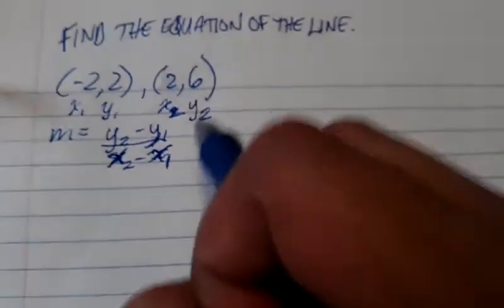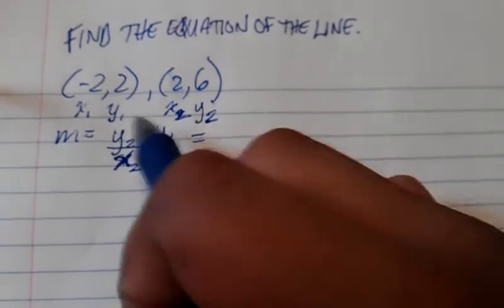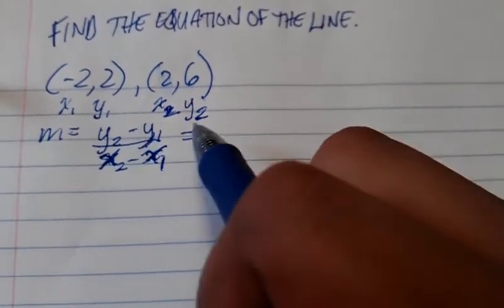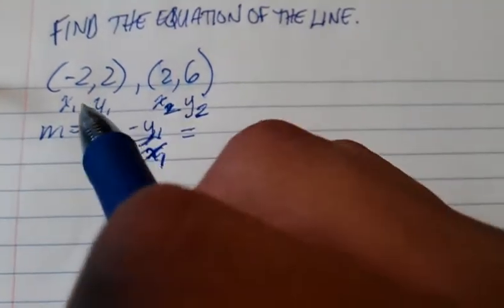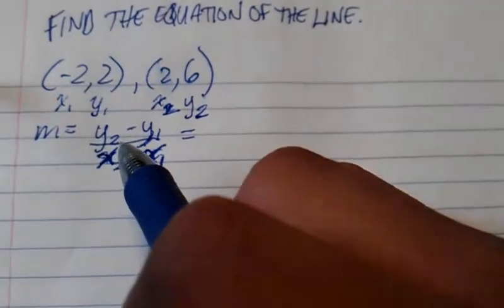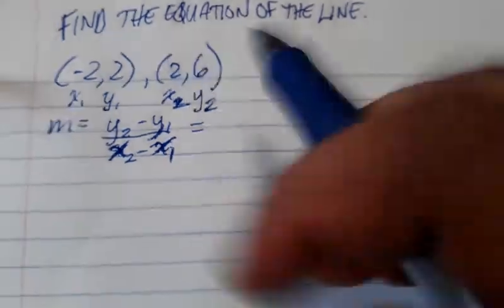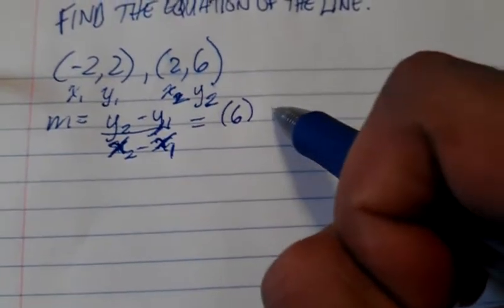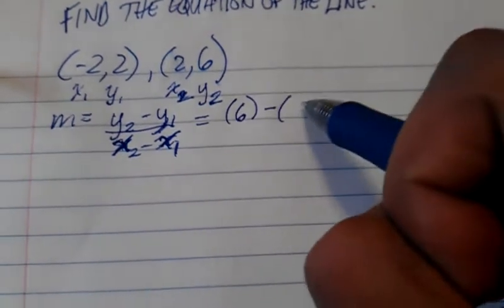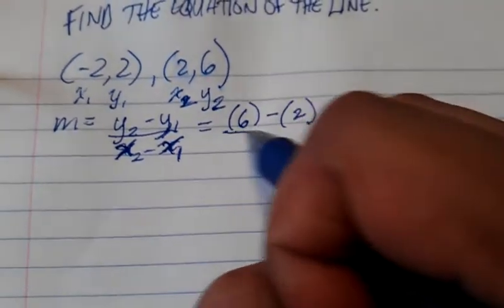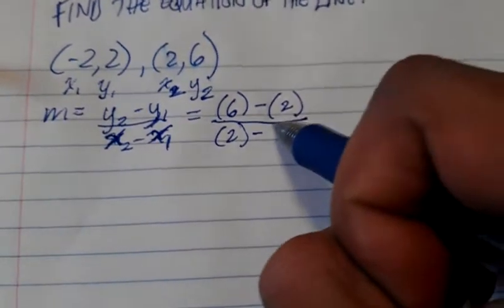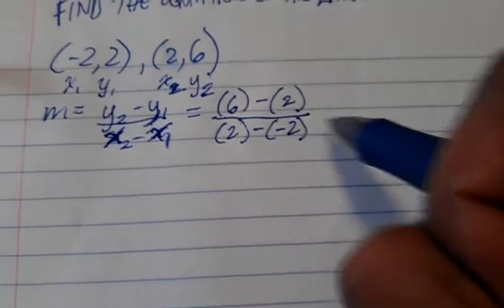Alright, so let's go ahead and continue so that we can substitute in these values so that we can solve the slope. Now remember, when you're substituting in for y2, y1, x2, or x1, you want to use parentheses just as any other substitution would do. So right here I see that y2 is 6, and I'm subtracting y1, which is 2, and I'm putting that over x2, which is 2, minus x1, which is negative 2.